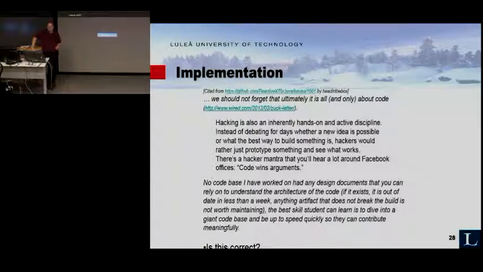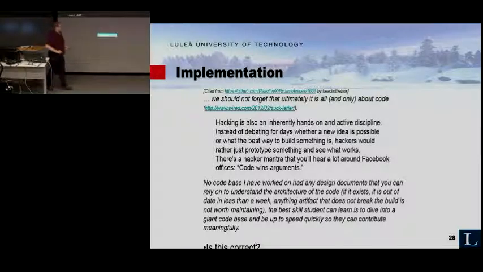No code base I have worked on had any design documents that you can rely on to understand the architecture of the code. If it exists, it is out of date in less than a week. Any artifact that does not break the build is not worth maintaining. The best skill students can learn is to dive into a giant code base and be up to speed quickly so they can contribute meaningfully.